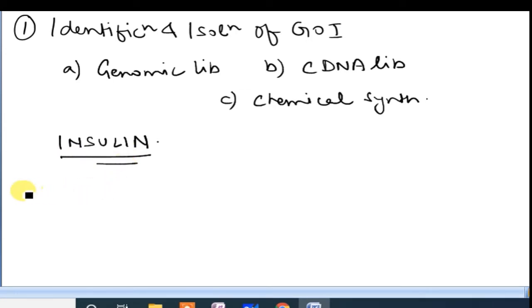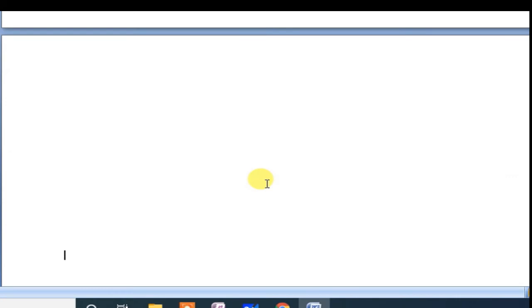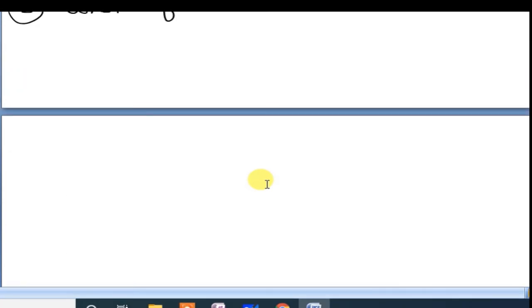Now let us go on to the second step. The second step is construction of recombinant DNA, rDNA. How do you construct the recombinant DNA? This is the main topic that we have to work upon. Let us take a different page.